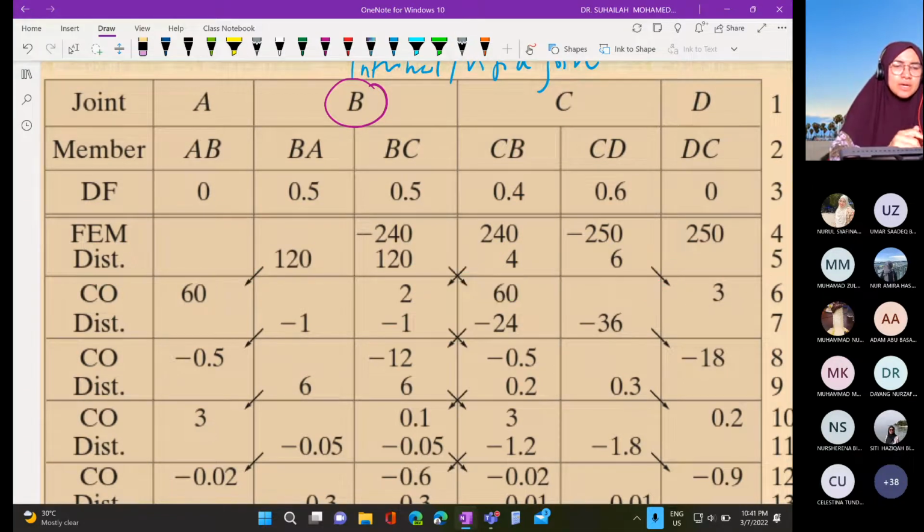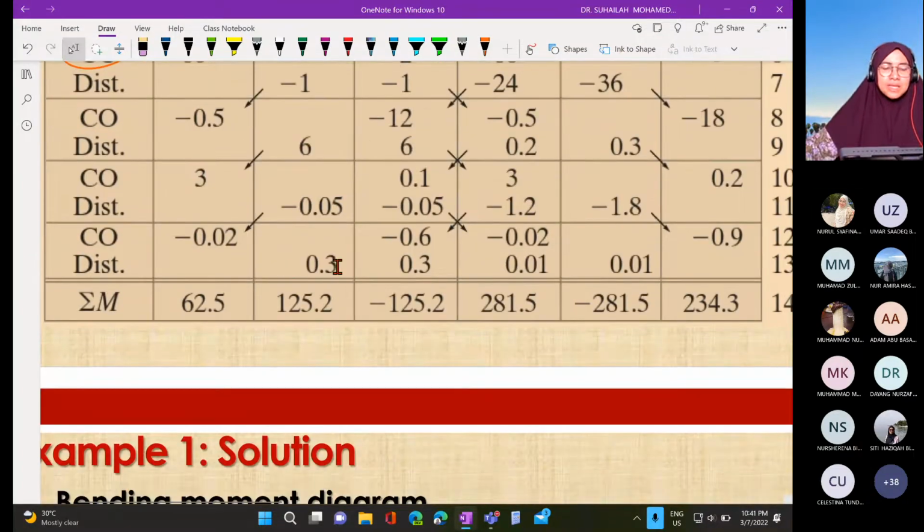Distribution carry over ni represent one cycle. Cycle number 1. So, repeat the process again and again until the moment reaches 0. Okay, when you meet 0.0 something, you may stop distribution.